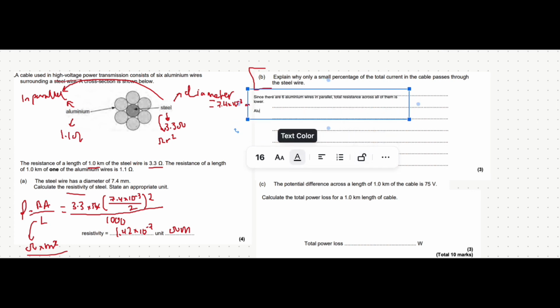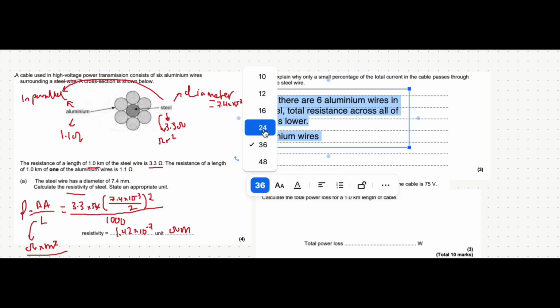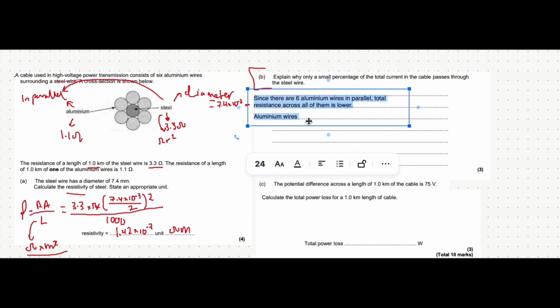That means that aluminium wires have more current flowing through them because we know current is inversely proportional to resistance. That's applicable to every scenario, including this scenario. In electric circuits, yeah, that's fine. So therefore, aluminium wires have a larger current flowing through them.